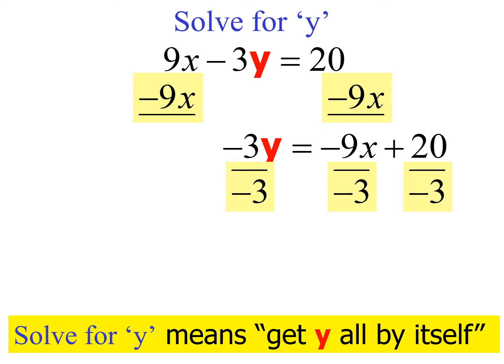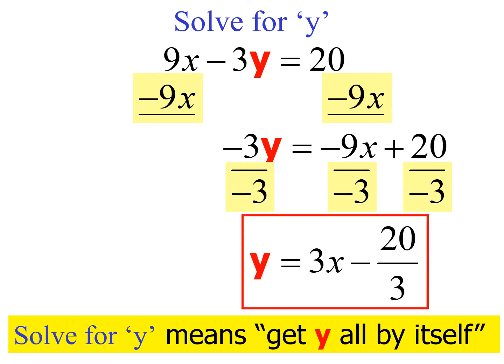So dividing both sides by negative 3, y equals negative 9 divided by negative 3, which is positive 3. So we have 3x minus 20 over 3. That is the meaning of solving for y. Okay? Get y all by itself.